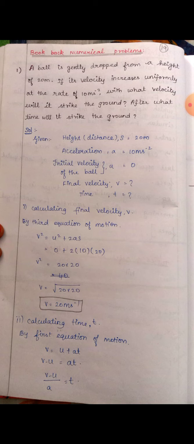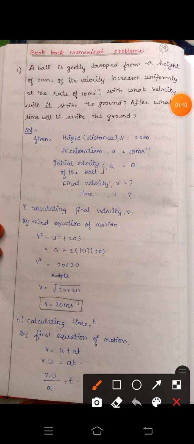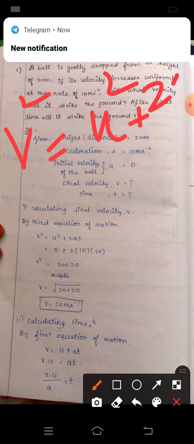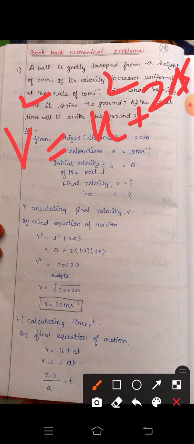We need to find the velocity. Next we need to find the time. First is calculating the final velocity. Let us find the final velocity. By the third equation of motion, we are going to find the velocity of the ball. What is the third equation of motion? v square is equal to u square plus 2as. This is the third equation of motion. With the help of this equation, we are going to find the velocity of the ball.